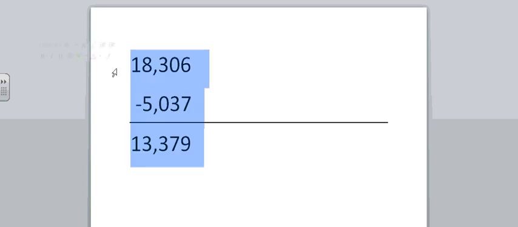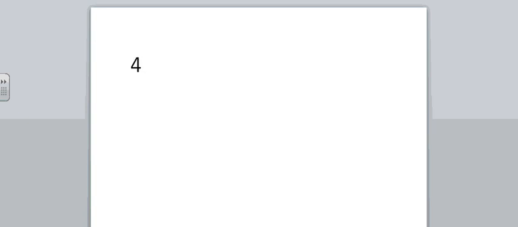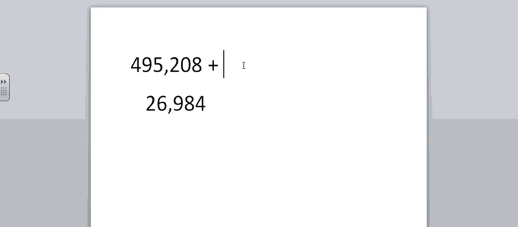Next one, number 5. We have 495,208 plus 26,984. Again, the most important thing is to line it up. In this case, I'm going to check to make sure my commas are lined up, if that helps you.